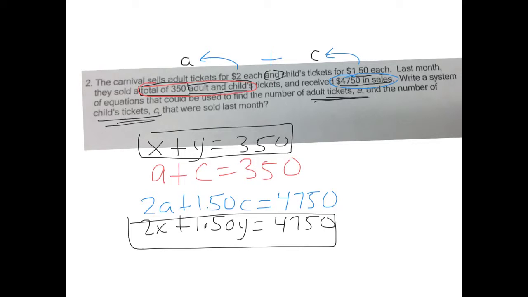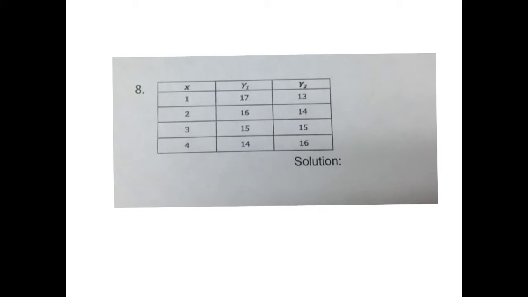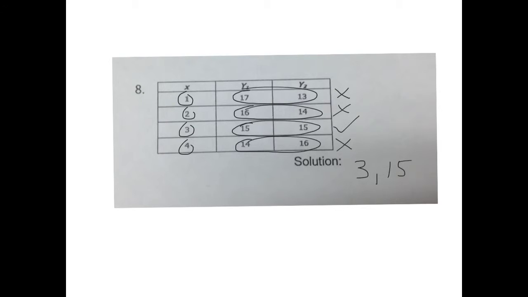Alright, this one we're looking at a table. So the first thing you do with a table is you look at each individual one. At 1, I have 17 and 13. Those are not equal to each other, so that means it does not intersect there. At 2, I have 16 and 14. Those are not equal to each other. At 3, I have 15 and 15. Those are equal to each other. At 4, I have 14 and 16, and those are not equal to each other. So right now, I can see that our solution is 3, 15.